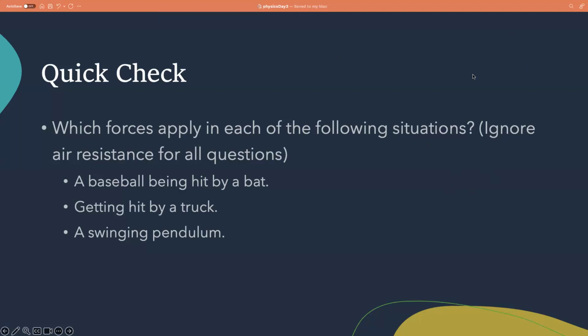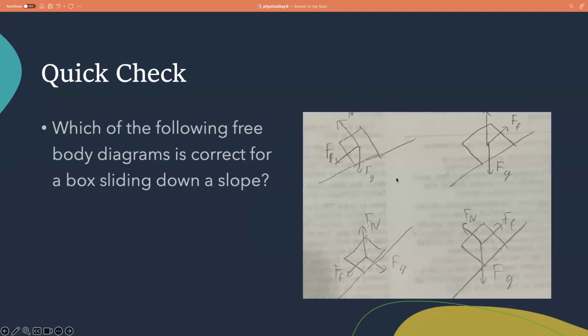You have to consider every single force that could possibly be applying on an object. So if you have a box on a table, there's still gravity and a normal force. You can't just forget some of those basic forces because that's going to lose you points on a test. Even if it's not the AP exam, you'll probably have to do something like this on a test at some point, and if you just forget, that's going to be bad. So one more quick check before we move on.